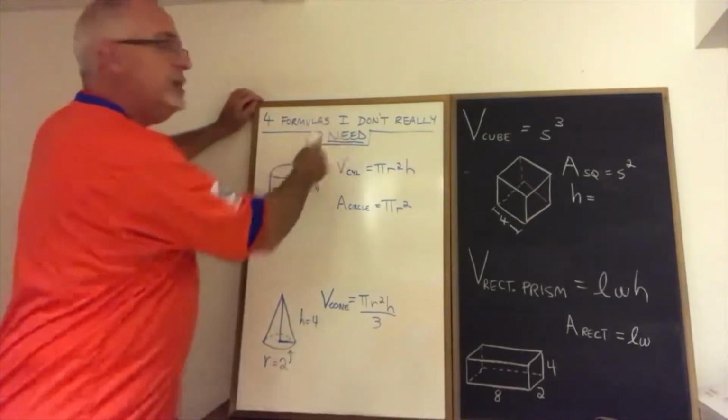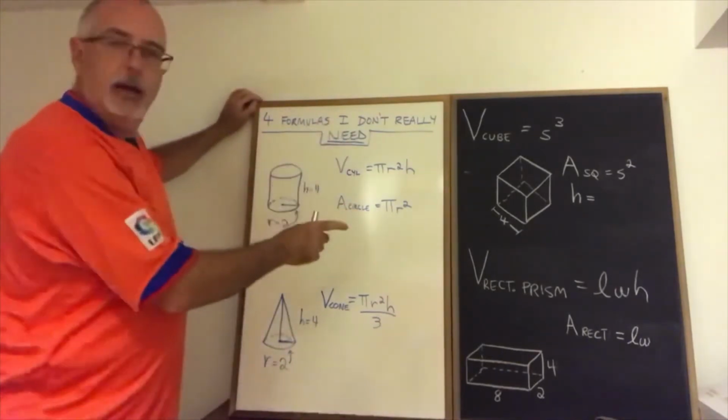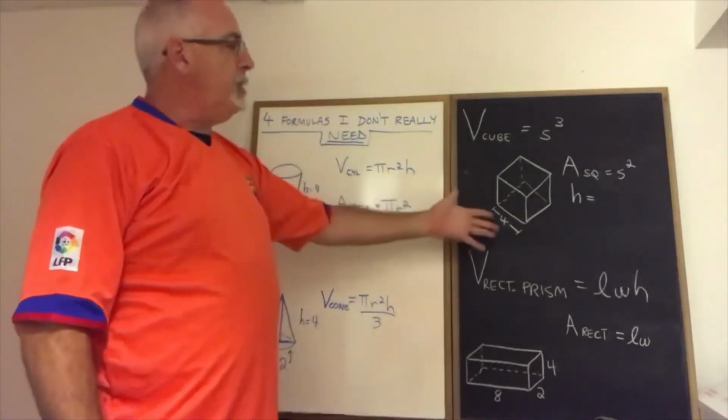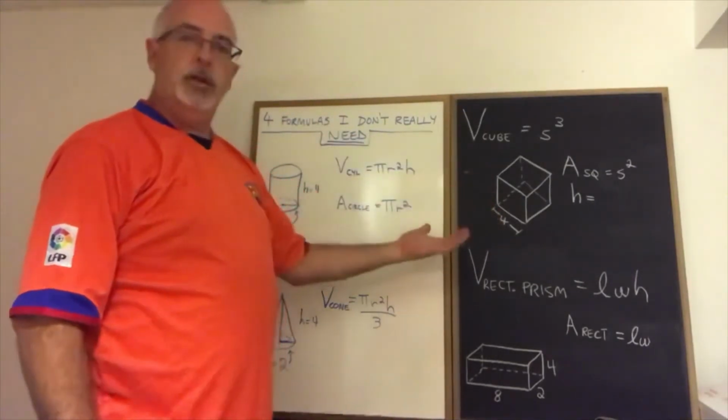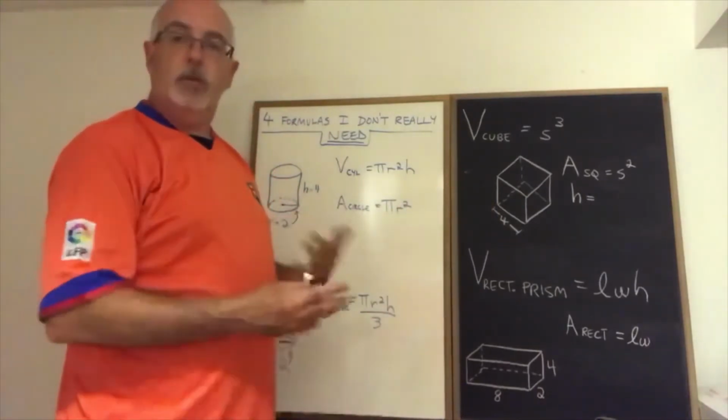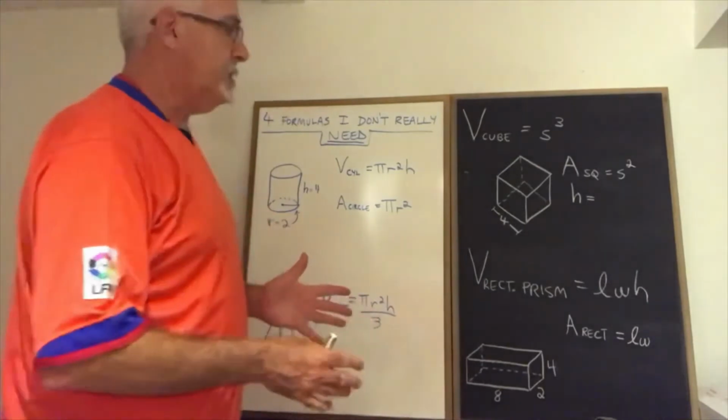Why don't I need these formulas? Well, let's go into that now. Let's start with the cube. That's the simplest example because the cube is a three-dimensional shape that is 6 squares. Each face is a square, and the squares are all the same size.